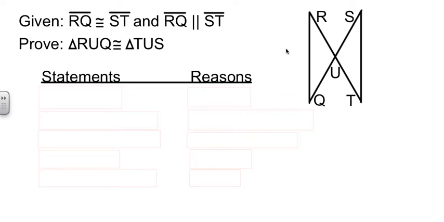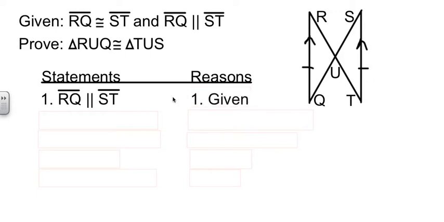Okay. So let's explore this idea a little bit. We're given here that RQ is congruent to ST, and RQ is also parallel to ST. Now I'm going to notate that information on the picture. I'm going to mark these as parallel by putting these little arrows on them. And I'm also going to mark them as congruent to each other. Okay. So I'm going to start with the idea that they're parallel to each other.